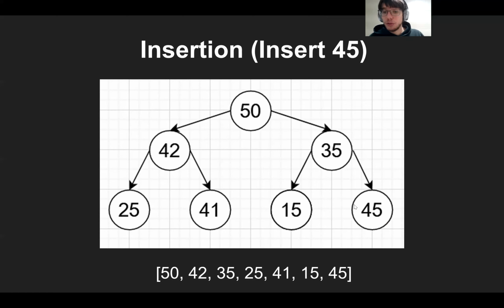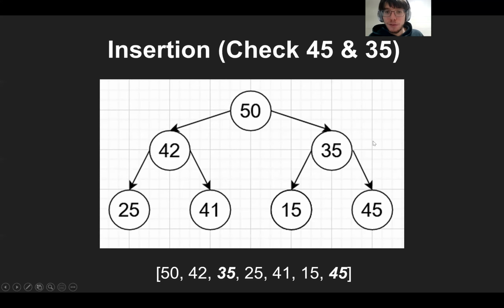And what that means is we just keep moving the new element that we inserted up the tree until we reach a point at which it doesn't need to move anymore. So let's see what's going to happen. We insert 45. So we check 45 versus 35.